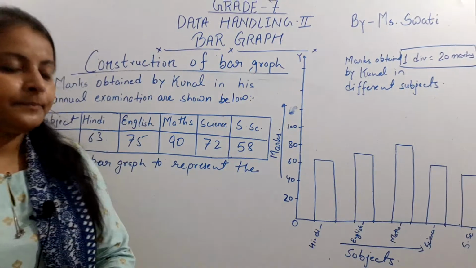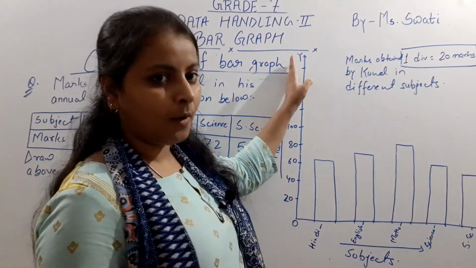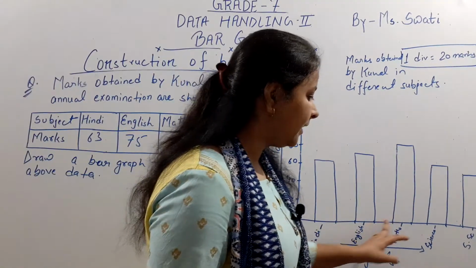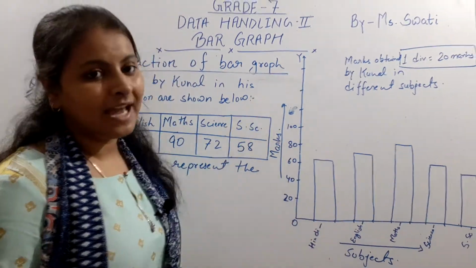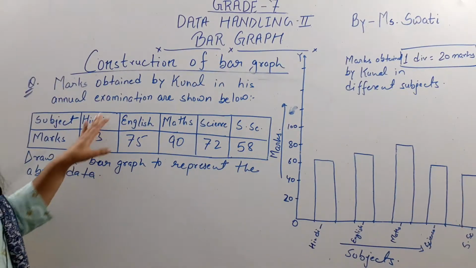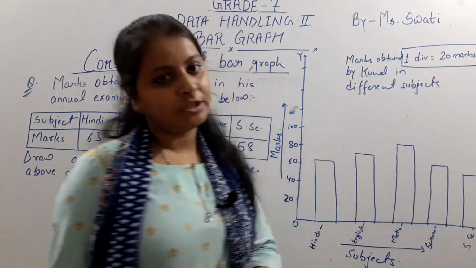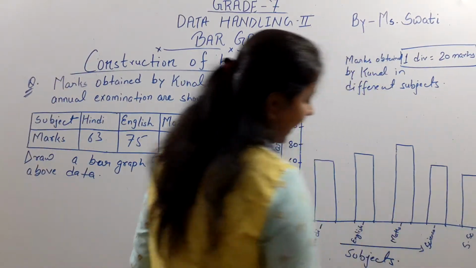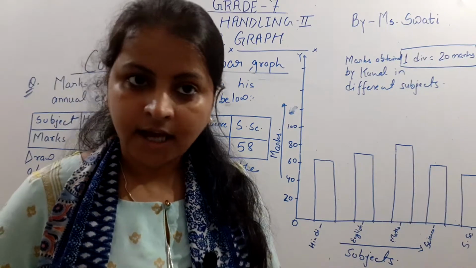Okay. What did we do here? First, we draw a line OX, that is the horizontal line x-axis, and a vertical line OY such that OY is perpendicular to OX. After that, we mark different points on the x-axis such that we represent the subjects over there. And on the y-axis, we have to represent marks. So, we take the height of different subjects, that is marks of different subjects. Like Hindi, he got 63. So, we mark 63 and draw the bars according to that height. We take the width of each bar equal and the space between the bars should also be equal. That you have to keep in your mind while constructing the bar graph.